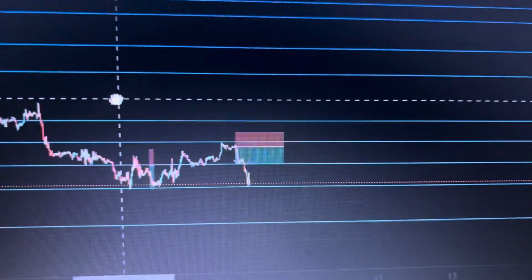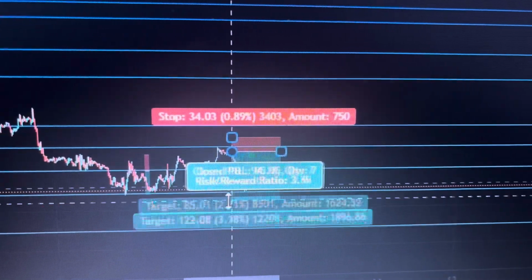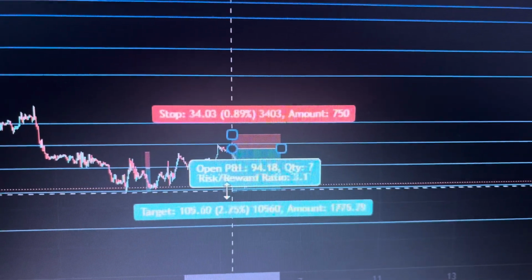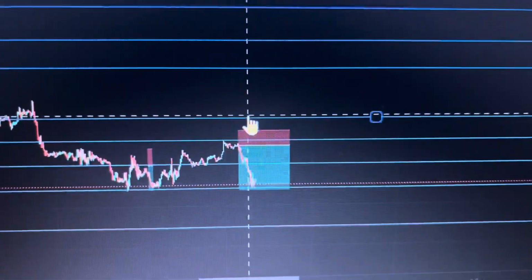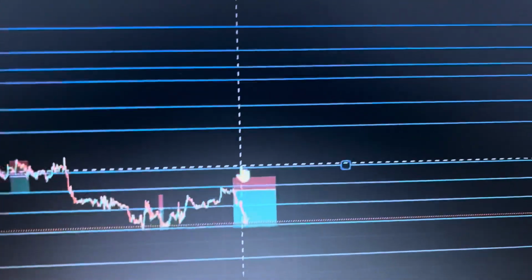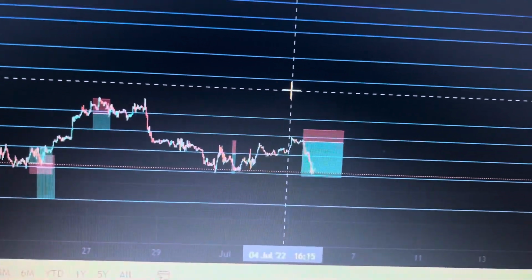But this strategy works for everything: crypto, currency pairs, indices, metals, stocks too, but that's a little bit different unless you're trading stocks on Forex. But option trading, you would need to use the strategy a little bit differently. But yeah, now let's go and break down this trade exactly how I did.